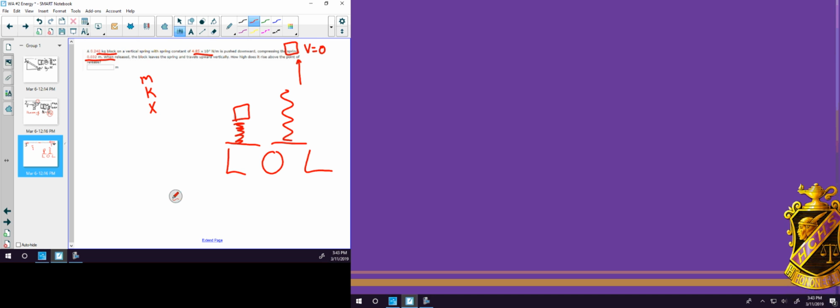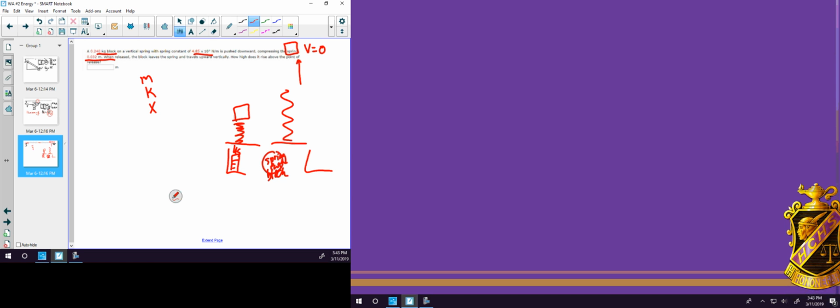We're ignoring friction. So really, what do we have? We have a spring, and we have the earth. And I made my O too small. This is, let's see, spring, earth, block. I'm not trying to write the block outside the O. I just ran out of room. Oh well.